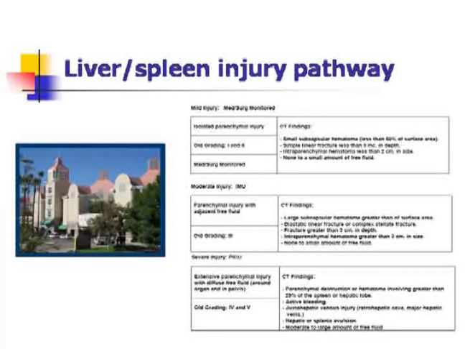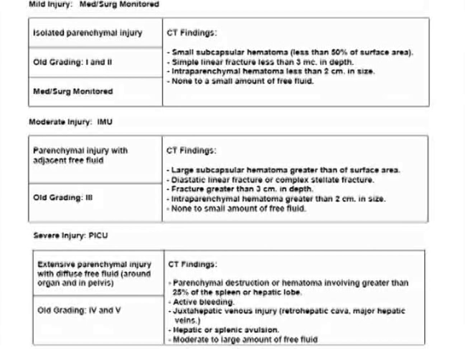So here's what we do at Children's. We have what's called a liver and spleen injury pathway, which I think is really helpful in organizing the care of these patients so it's more consistent. These are some guidelines that were outlined by the American Pediatric Surgical Association. We basically divide the injuries into mild, moderate, and severe injuries, and that determines where they go.